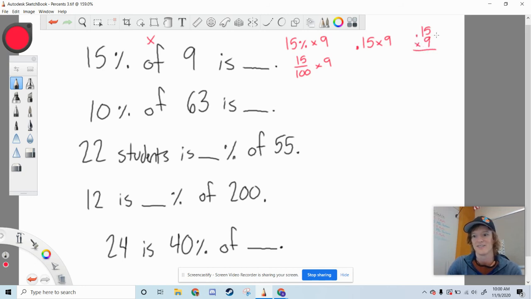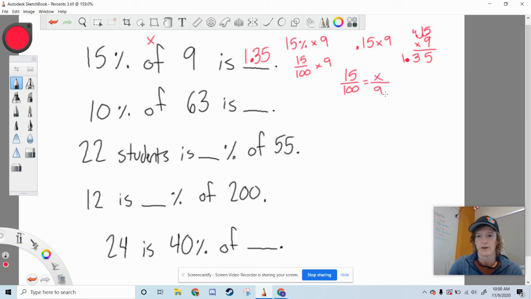5 times 9 is 45. 9 plus 4 is 13. Move my decimal over 2 times, and we're right there. So 15, 45, 9, 10, 11, 12, 13. Move my decimal 2 times. We get 1.35. So 15% of 9 is 1.35.